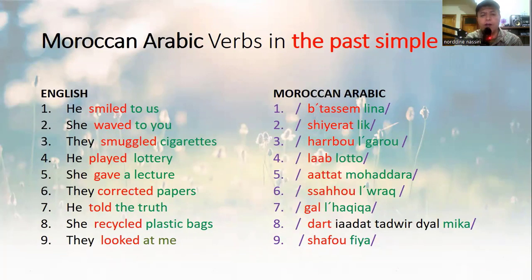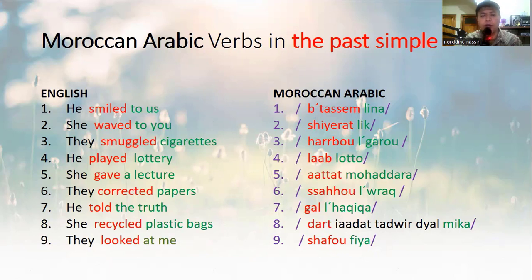He smiled to us. ابتسم لنا. He, هو, smiled, ابتسم, to us, لنا. So we do not need to use هو, okay? The personal pronoun subject form. So instead we say ابتسم لنا. Now let's go to number 2.